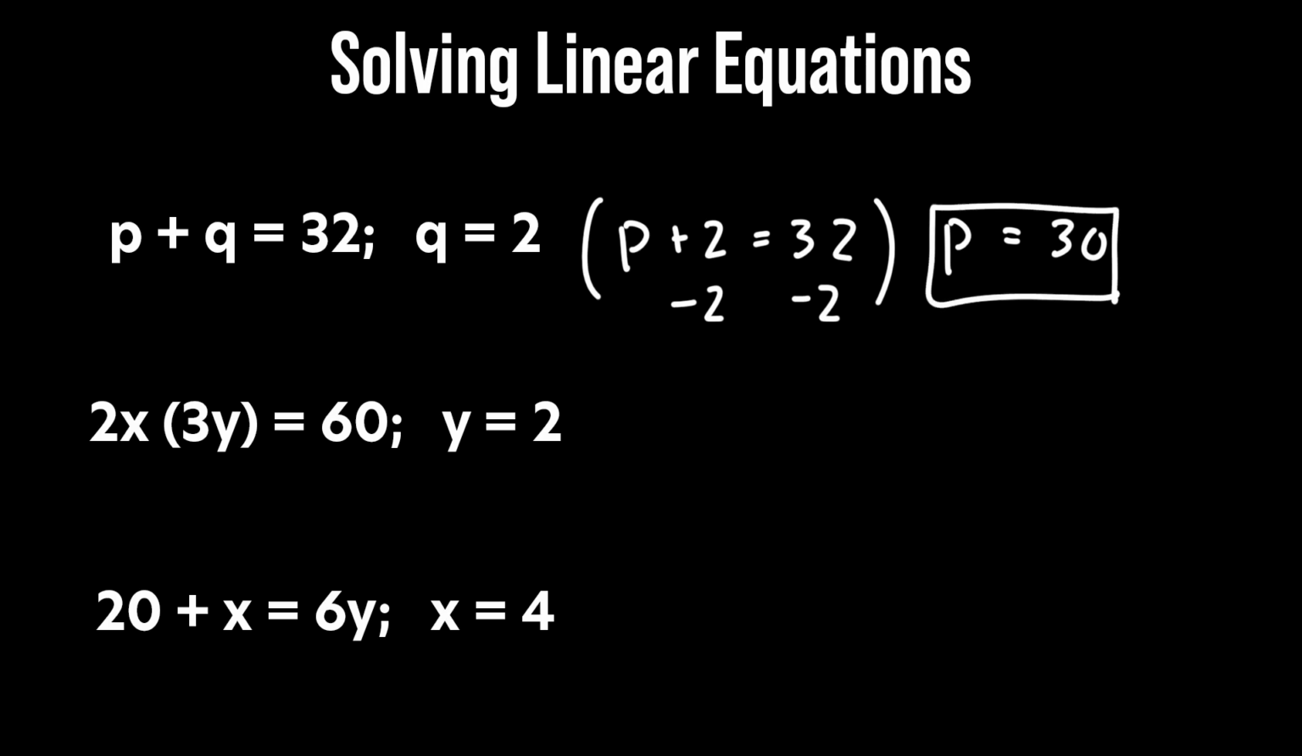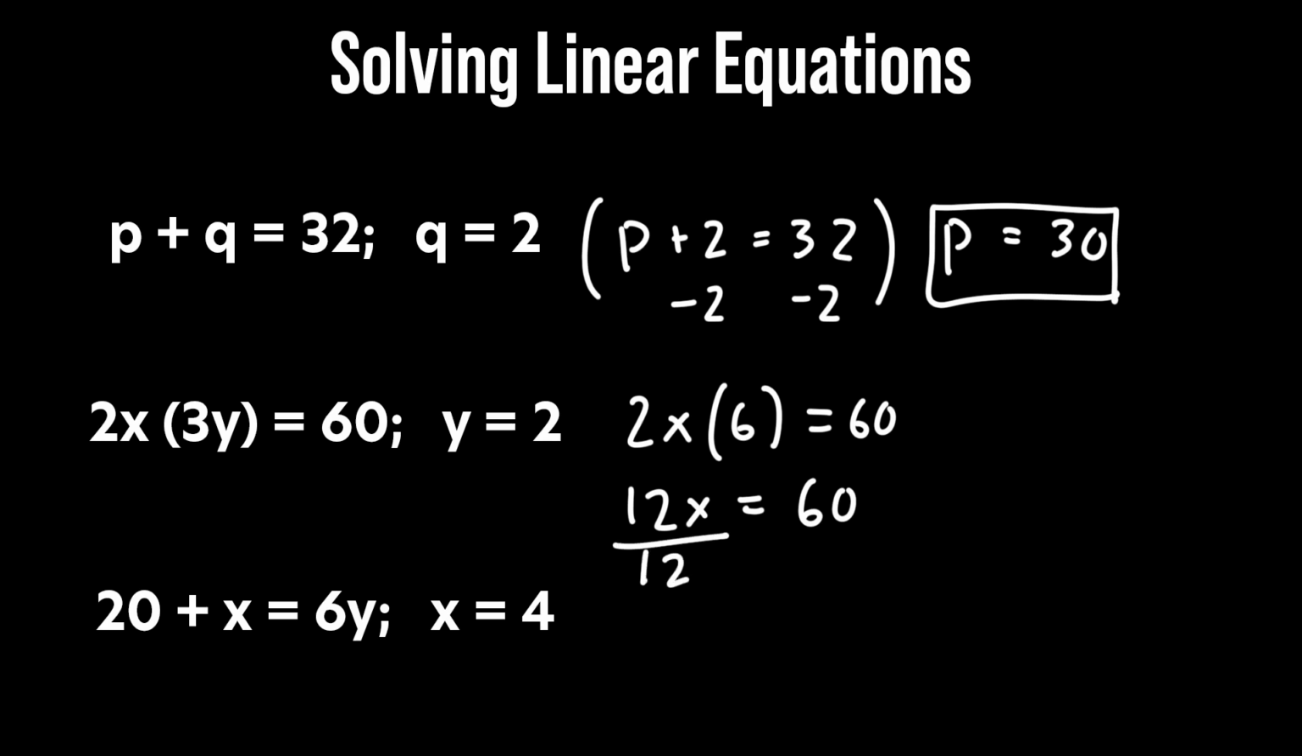Let's try the next equation. We have the value of y equals 2. So let's plug in y first. In the parentheses, we have 3y, and y is 2, so that would be 3 times 2, which is 6. So our equation will be 2x times 6 is equal to 60. 2x times 6 is 12x equals 60. And so now we can divide both sides by 12. And on the left-hand side, we have x isolated. Perfect. x is equal to 5.